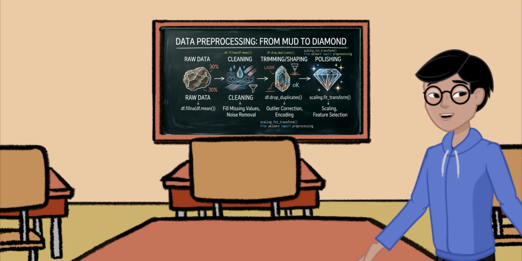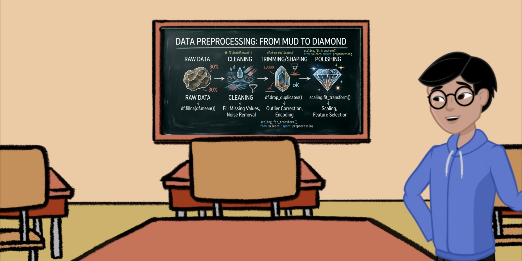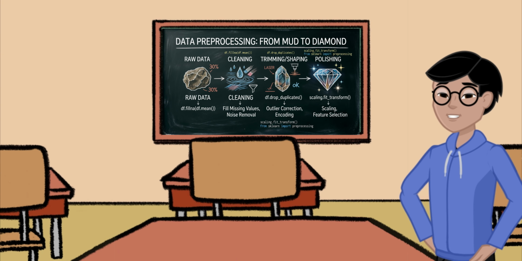Data preprocessing in the world of AI. Your raw data isn't a priceless gem at the start. It's just a muddy, shapeless piece of rock. If you throw this rock into the machine as it is, the machine won't see the jewel inside. It will only process the mud.